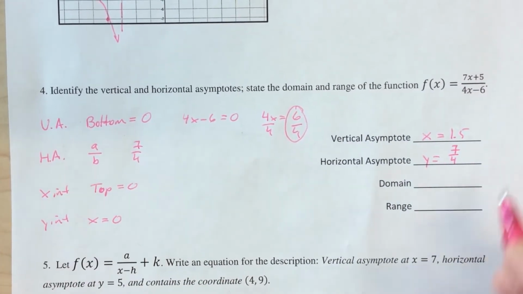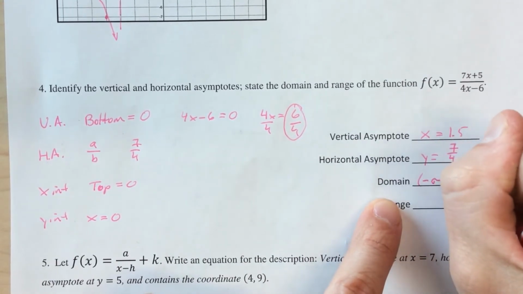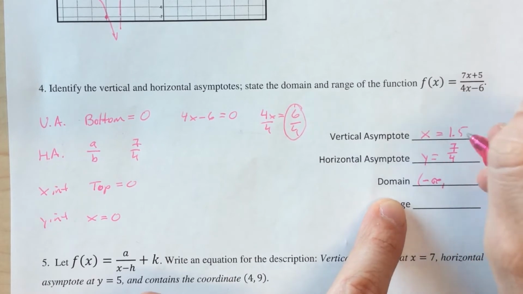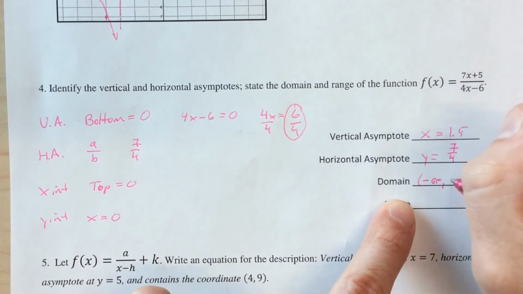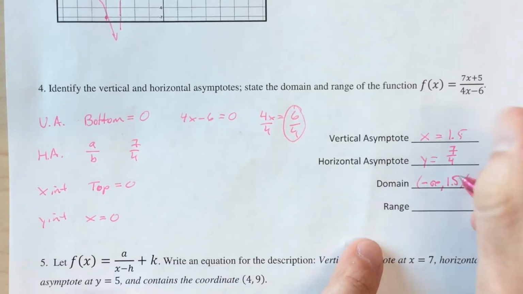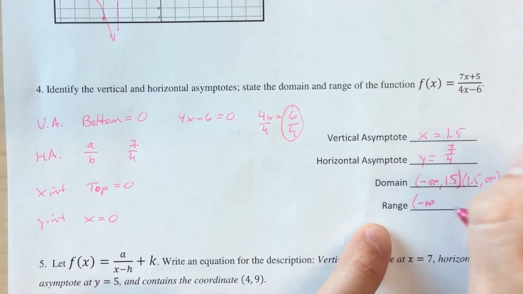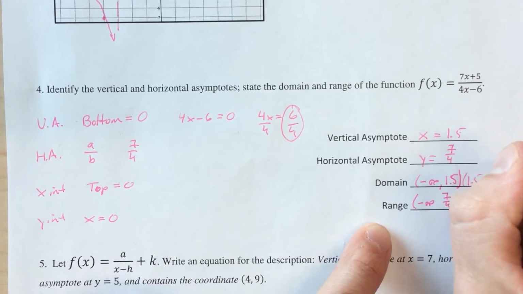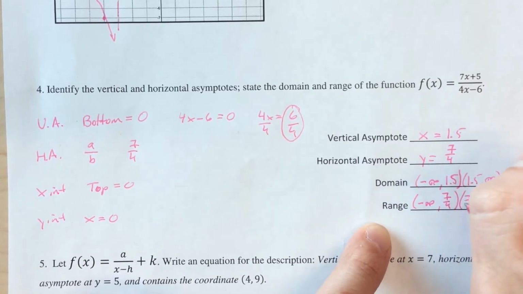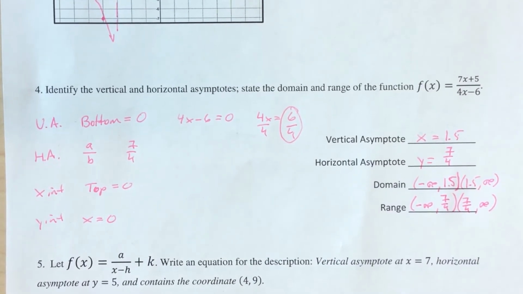Now that you have those, the domain and the range are going to be pretty easy here. The domain is going to be negative infinity up until you get to your vertical asymptote, so 1.5, and then at 1.5 you carry on to infinity. The range is just going to use the 7/4 and go on to infinity. So in a sense, a little bit of a redundant problem.